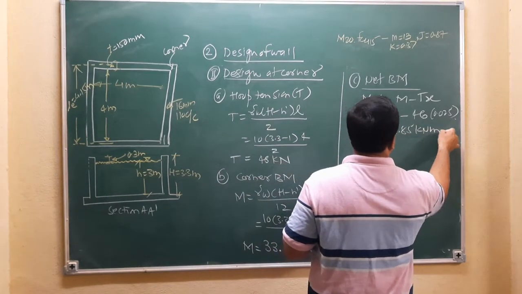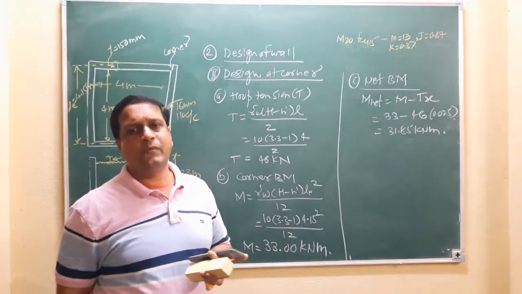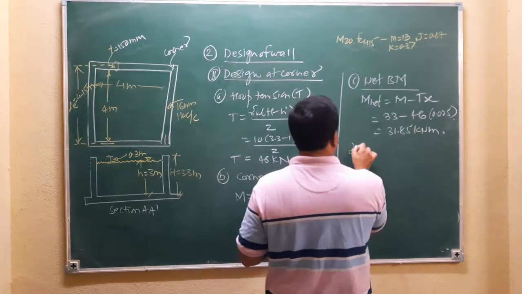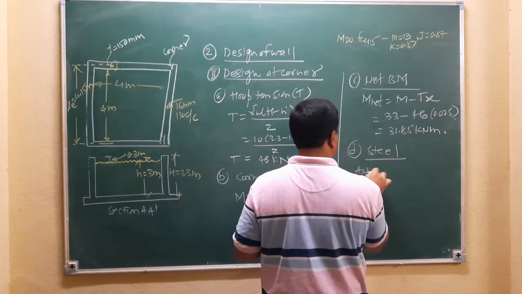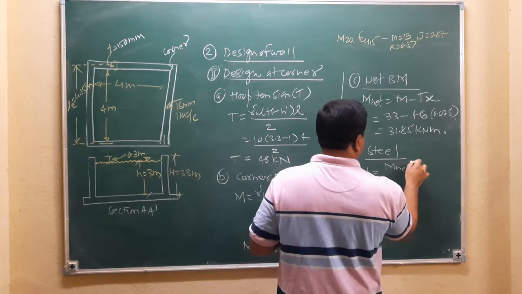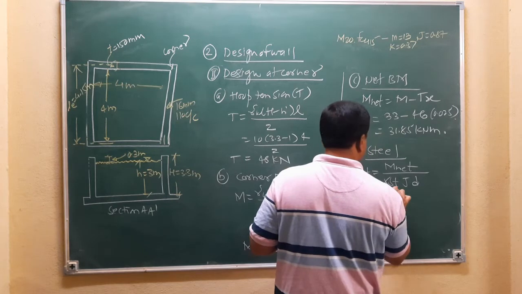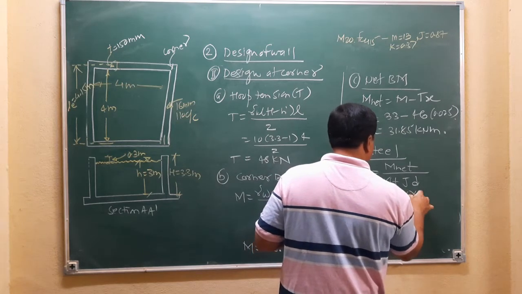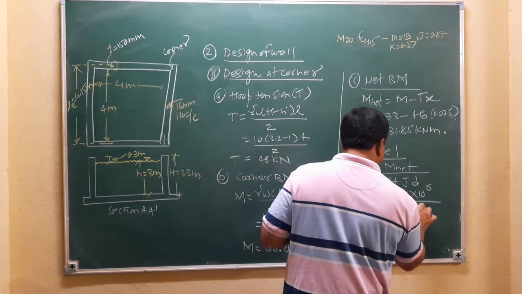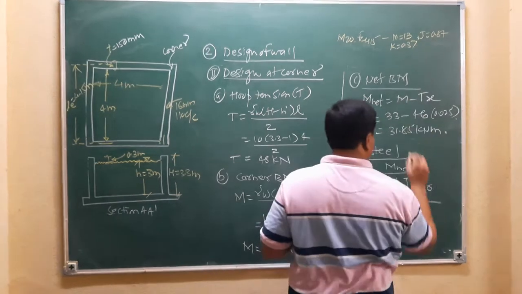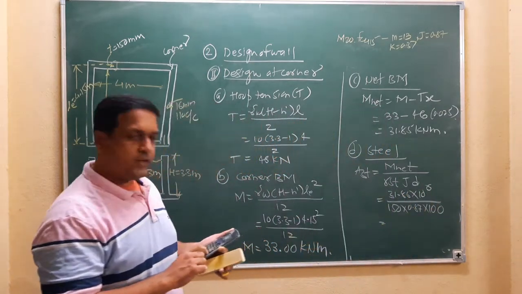31.85 kilonewton meter. So this is the net bending moment. For this net bending moment, we provide steel, corner steel. So Ast is equal to M net divided by sigma_st into j into d. So it is 31.85 into 10 raised to 6. Sigma is 150. We know that the value of j is 0.87 and effective depth is 100 mm.